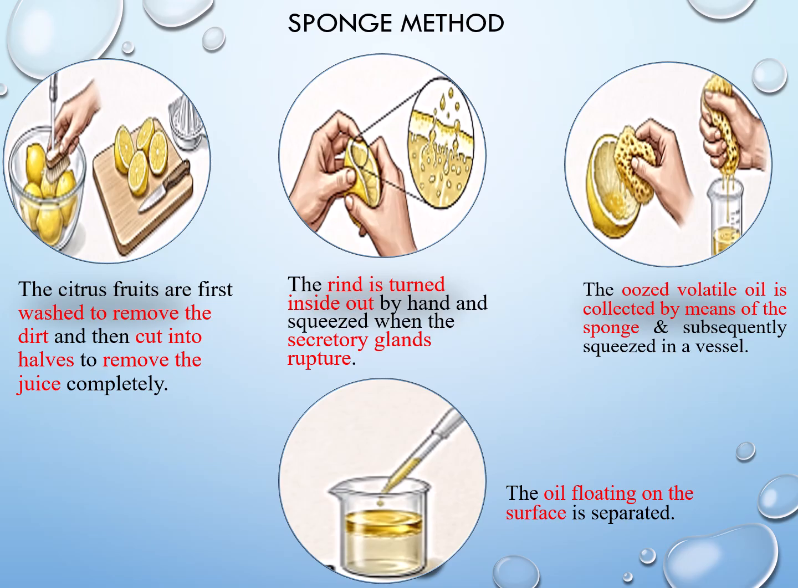So what happens, we'll get some juice as well as the volatile oil, because when we are squeezing, even though we are removing the juice from the citrus fruits, there is a chance of a small amount of juice coming into the volatile oil. So this oil is allowed to stand for some time. So what happens? The volatile oil, being lighter, will float on the top of the surface, leaving behind the juice in the bottom layer, and it can be easily separated. So this is the sponge method for the isolation of volatile oil.